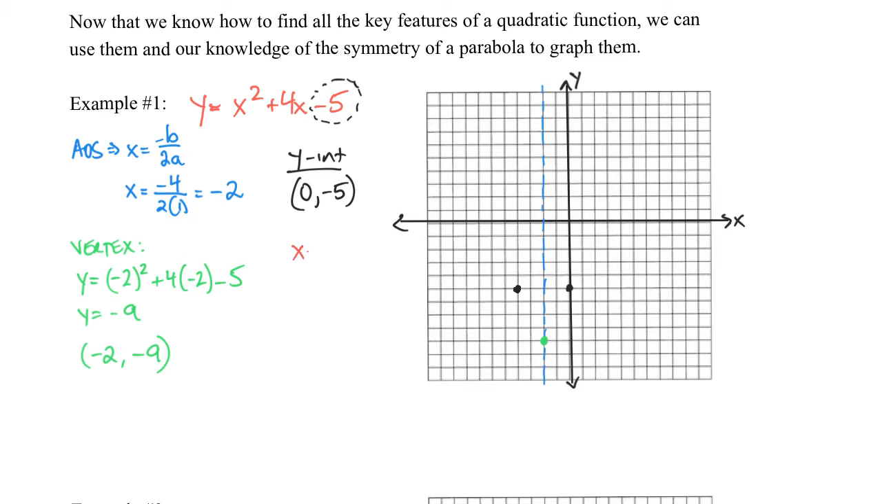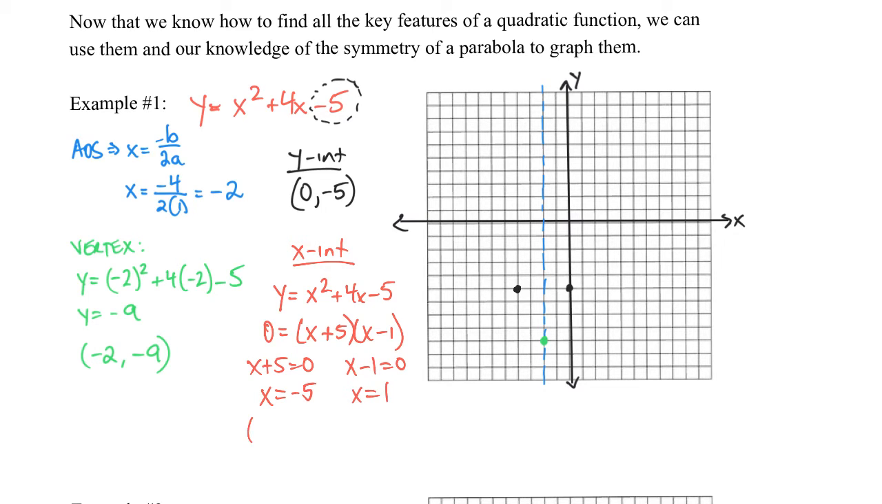Okay, last part. Let's get our x-intercepts. Remember that what I'm going to do is take this and factor it, subbing in 0 for y. So I've got x plus 5 and x minus 1. That's factored. I have x plus 5 equals 0, so x equals negative 5. And I have x minus 1 equals 0, so x equals positive 1. So I have x-intercepts at negative 5, 0, and 1, 0. So negative 5, 0, 1, 2, 3, 4, 5, and 1, 0.